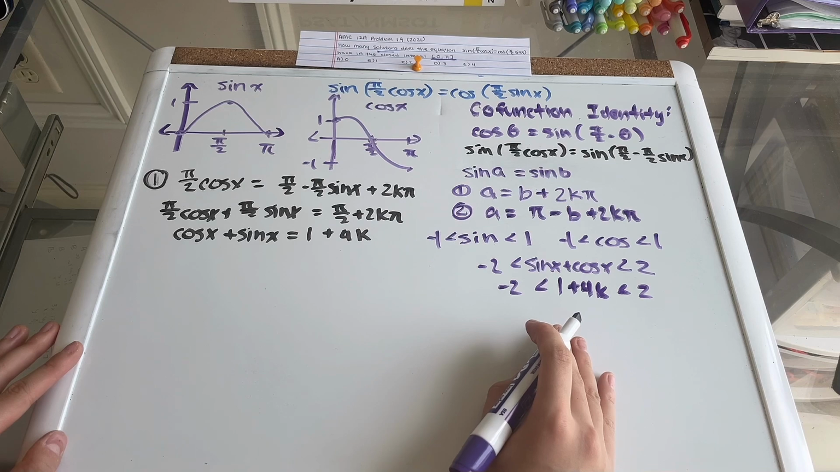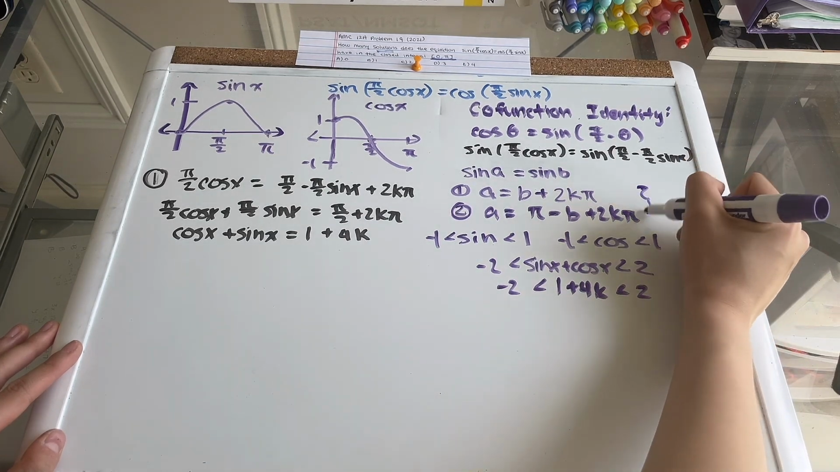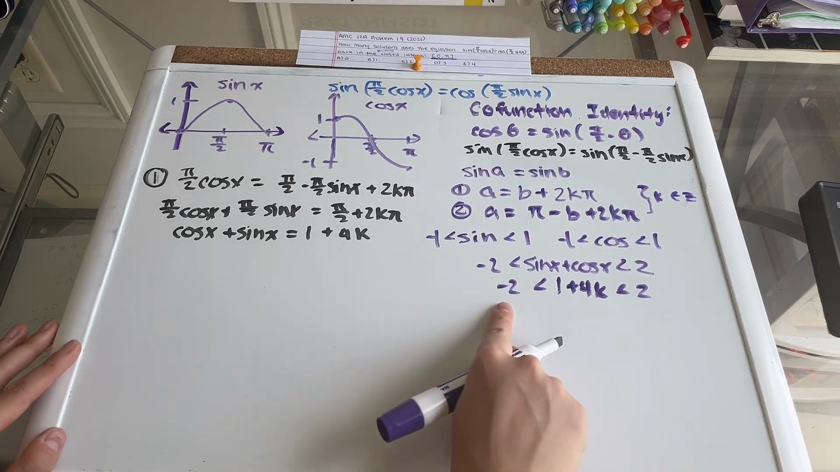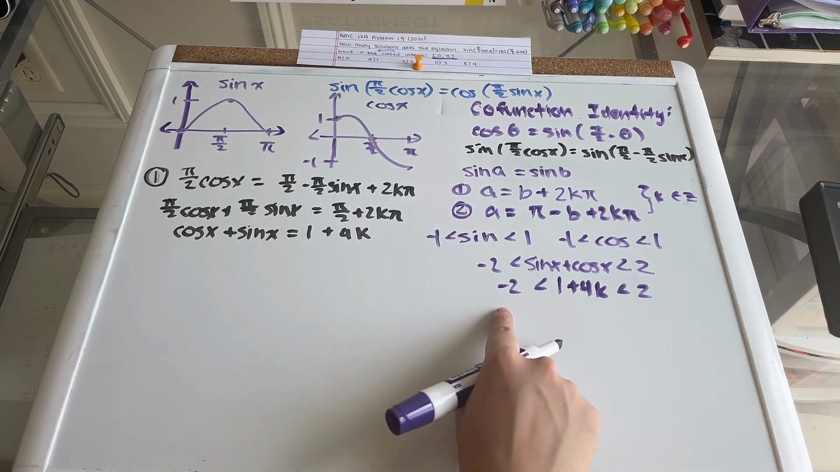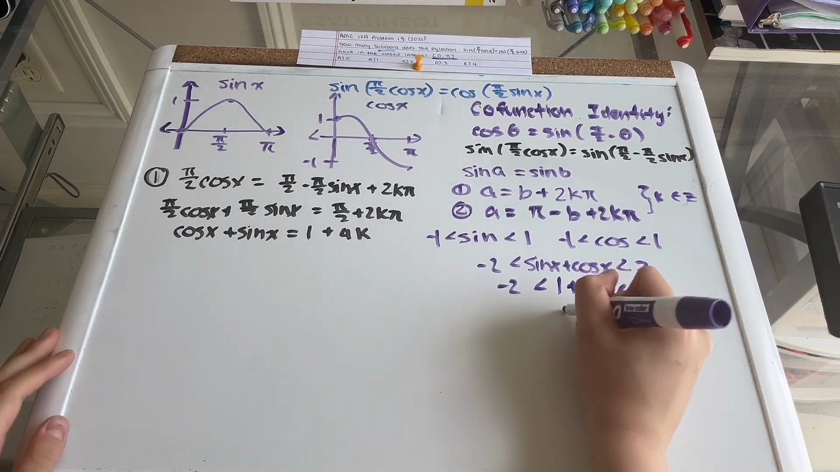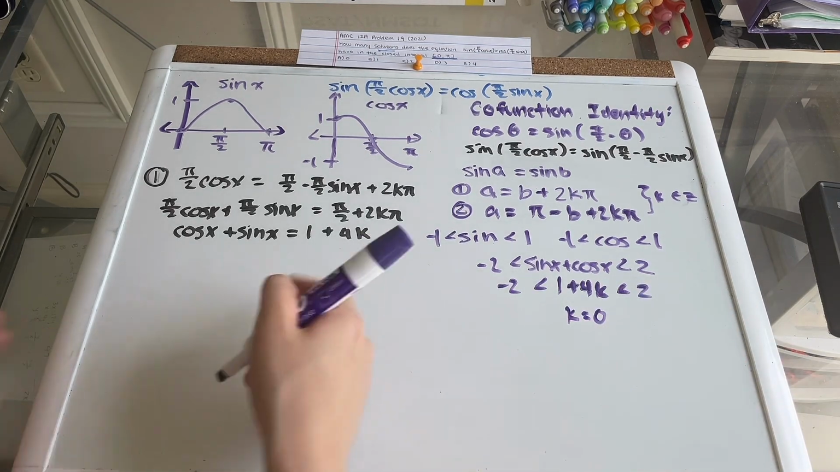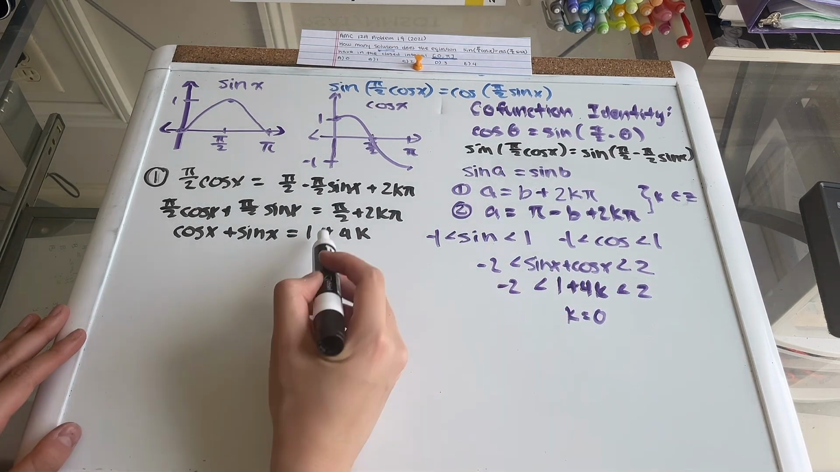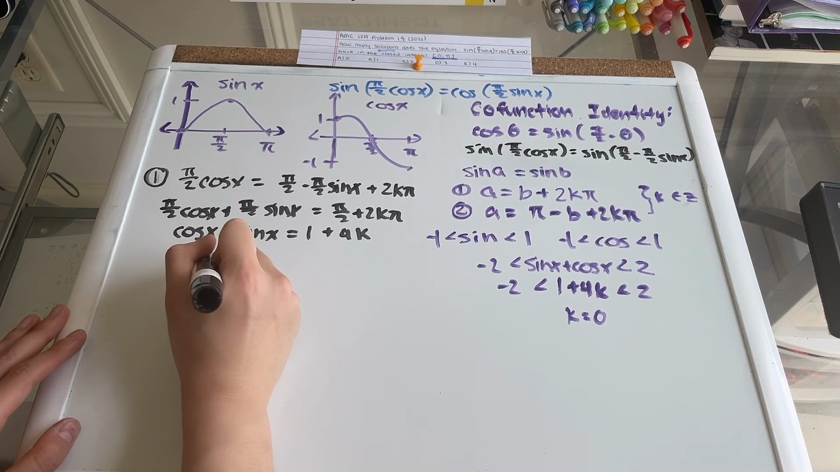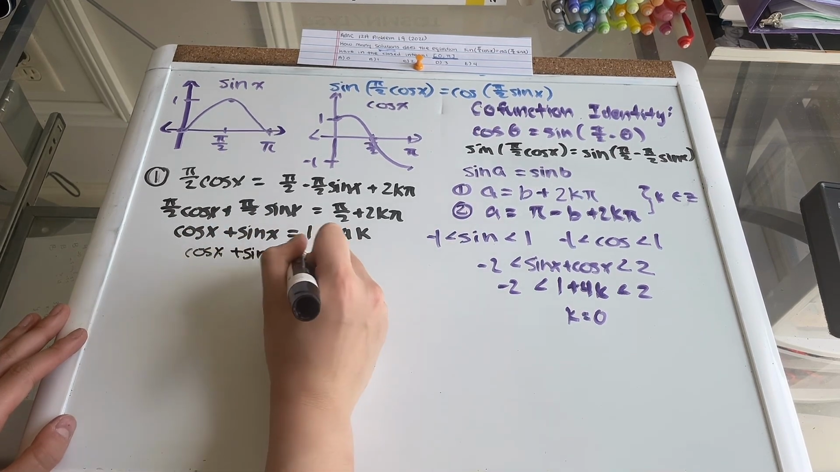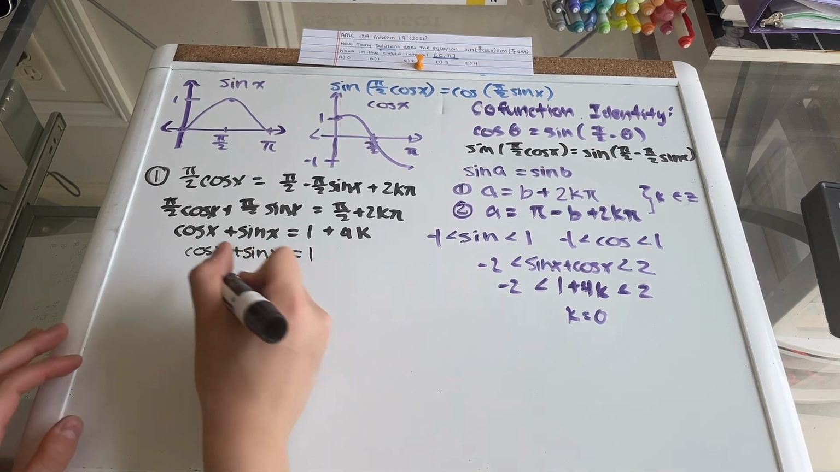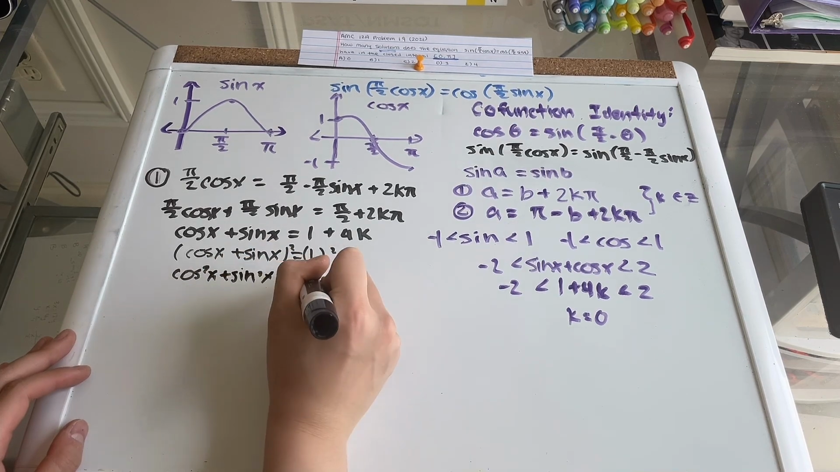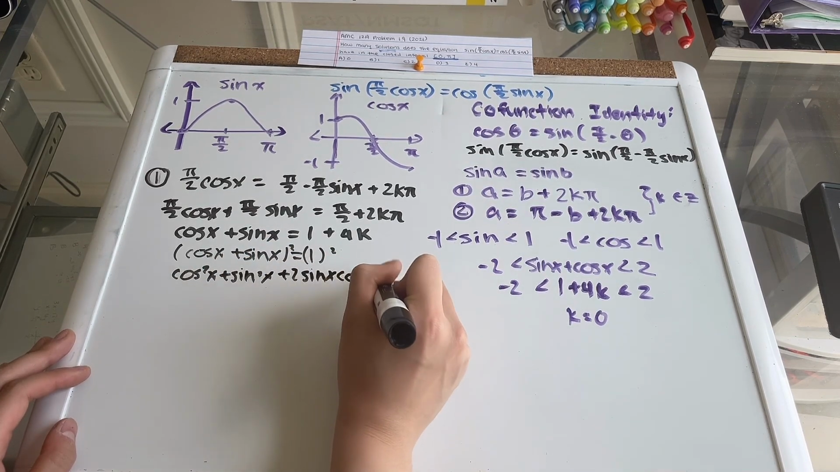We already know k is an integer. Right here, we have to determine that k is an integer. So because k is an integer and 1 plus 4k has to be between -2 and 2, the only possible value of k is going to be 0. And then we plug that in, since this is the only possible value of k that satisfies this equation. So if k is equal to 0, then cosine x plus sine x is simply equal to 1. So we can square both sides and it will still be equal. So if we square both sides, cosine squared x plus sine squared x plus 2 sine x cosine x is still going to be equal to 1.